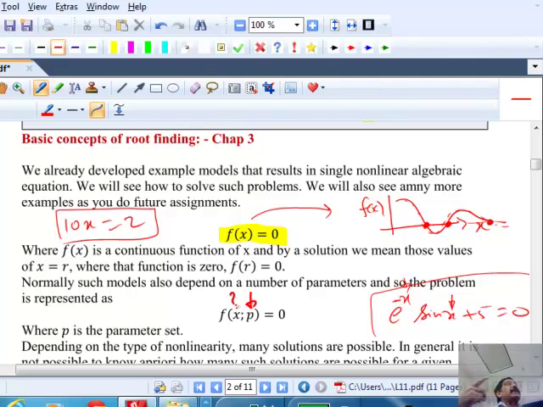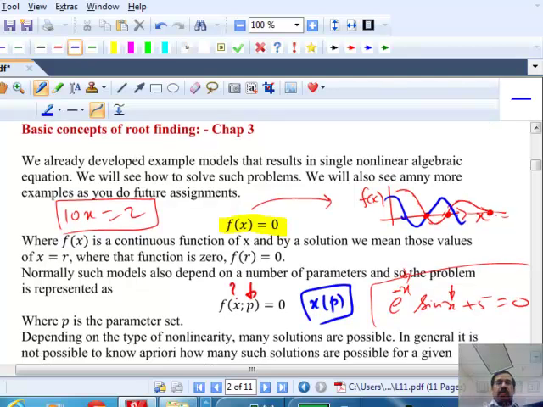But as you change the parameters, the solution can change. If I change the parameter, I might get a completely different curve, something like this. So the roots might change. So the roots are dependent on the parameters. That means the x is dependent on p. And our job is to find that x as the parameter changes, for example. Any question in the concept?